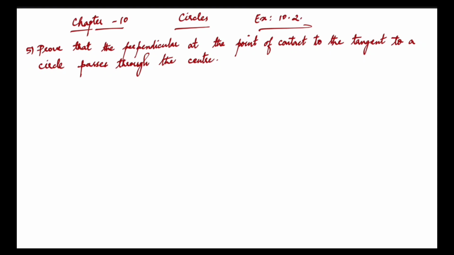Today, let us see the first question of exercise 10.2 of circles. Prove that the perpendicular at the point of contact to the tangent to a circle passes through the center.